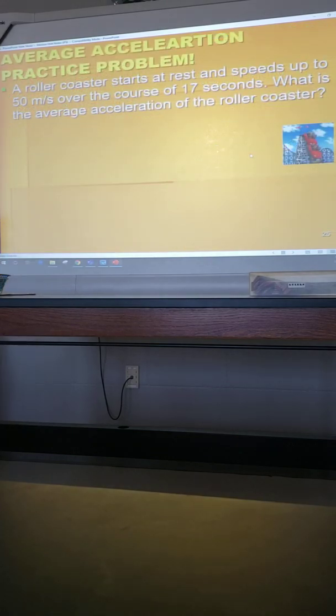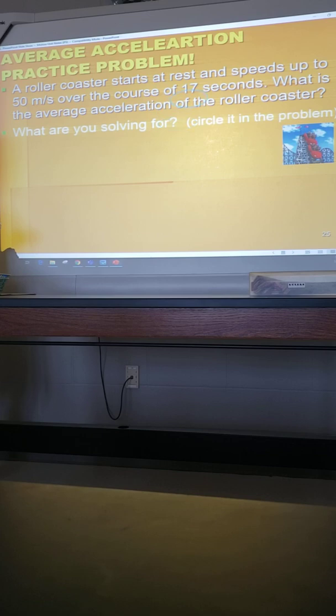Okay, so here is a practice problem. A roller coaster starts at rest and speeds up to 50 meters per second over the course of 17 seconds. What is the average acceleration? Just like we always do, we are going to circle what we're solving for. What is it asking for in this problem? Anthony, what do you think? What are we solving? Acceleration. Good, so we'll circle acceleration.